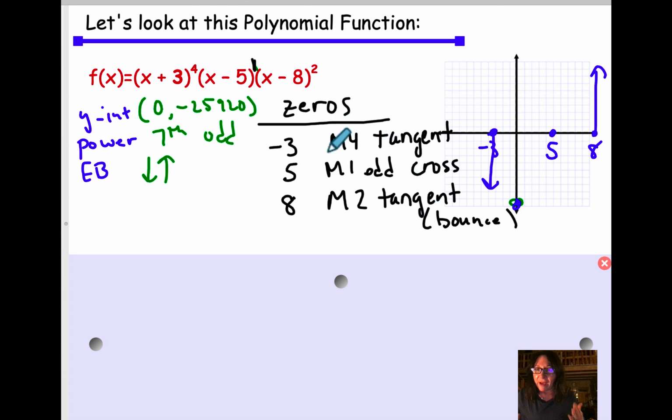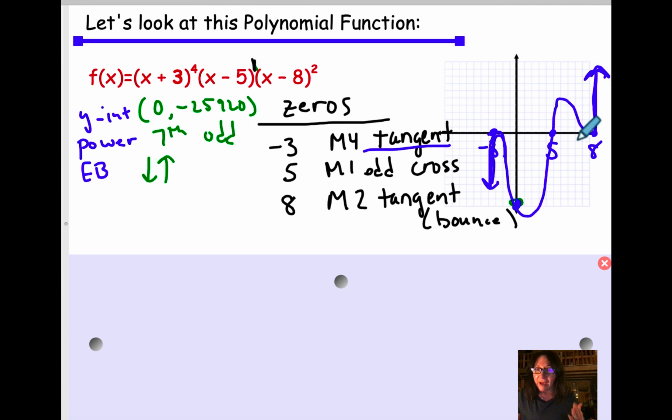And then in the middle, you're going to ask yourself, at -3, what's happening? Oh, it's tangent, which means that it's going to bounce off that and turn around. It's not crossing the x-axis. It's going to turn around and bounce off. And then at 5, it's actually going to cross there. And then at 8, it's just going to bounce off of that and go back up.